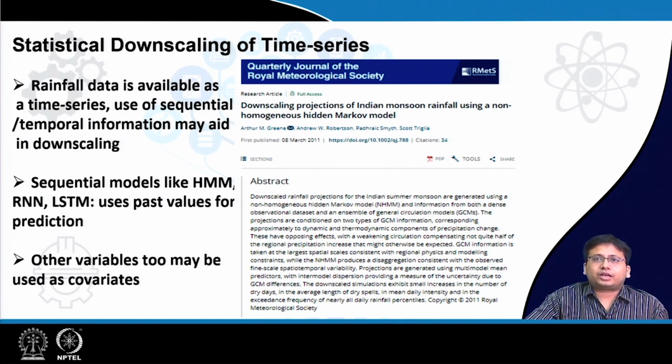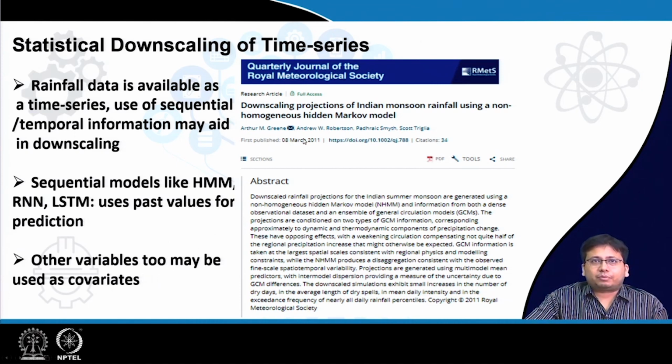That is, suppose I have already generated yesterday's high resolution map, that might help me to generate today's high resolution map also. So the sequential models like hidden Markov models, recurrent neural networks, LSTMs, etc., these use the past values for the prediction purposes, and other variables too may be used as covariates.